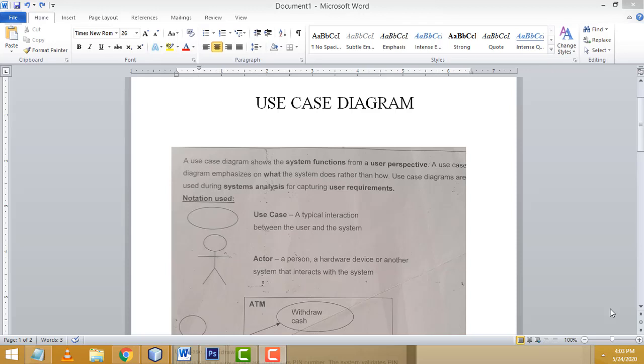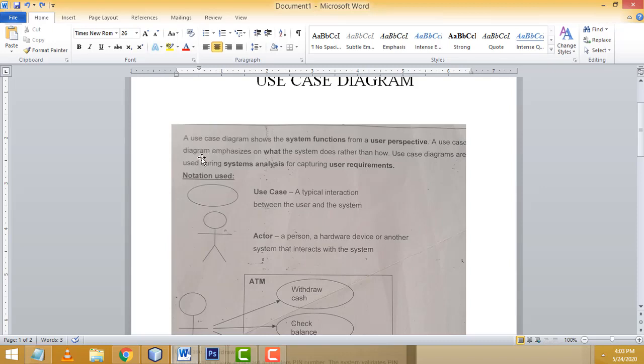Today I am going to teach how to draw the use case diagram. There are many students who ask me to draw the use case diagram, so I have made this tutorial. First, I am going to explain the definition of use case.